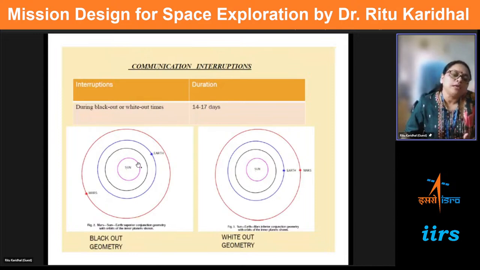For any Mars mission, there is always a time where we cannot communicate with the satellite. This is called blackout geometry. We have some 14 to 17 days of blackout geometry.